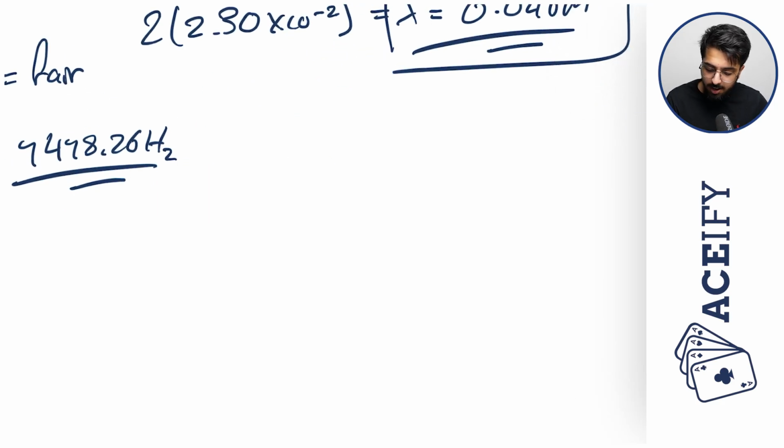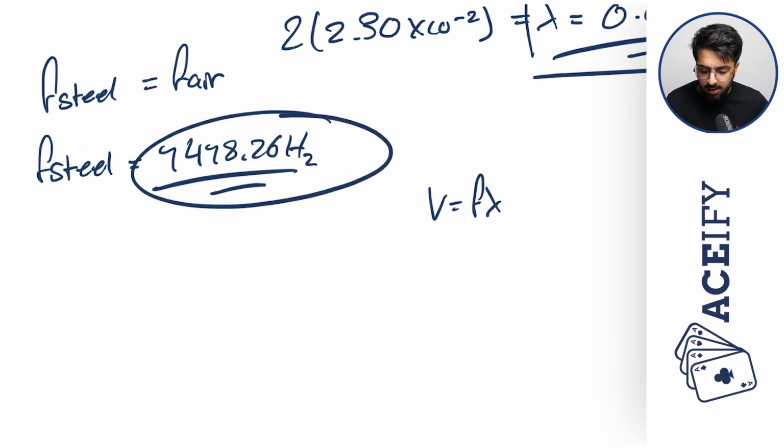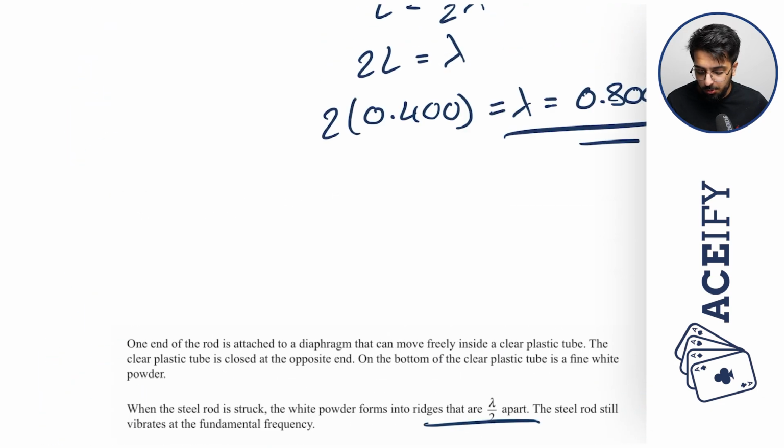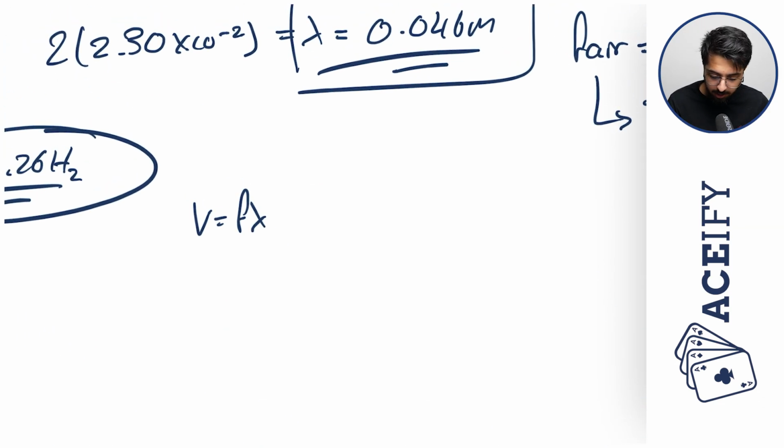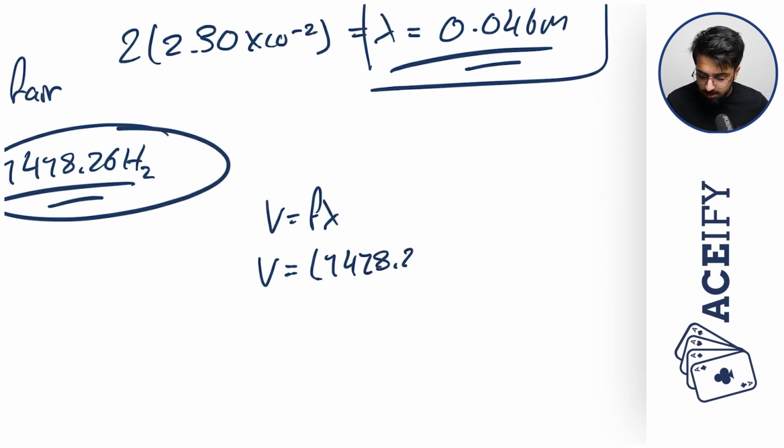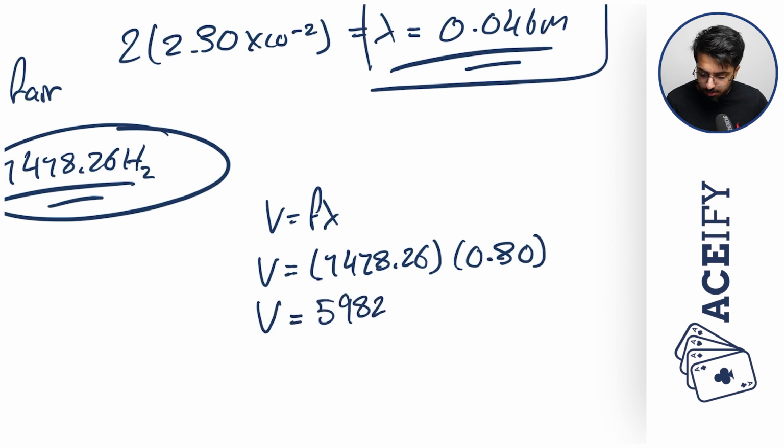Again, as v is equal to f lambda, we just found our frequency and we calculated our lambda all the way in the first question, 0.8 meters. And so now we can just simply plug in our numbers, 7,478.26 times 0.8, and this gives a velocity of 5,982.6 meters per second. There we go.